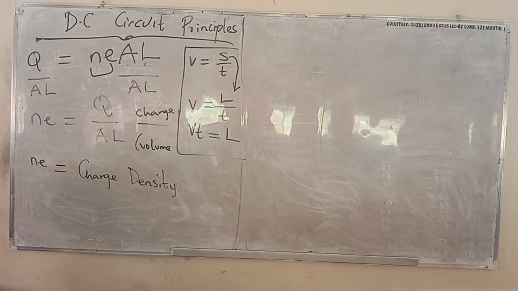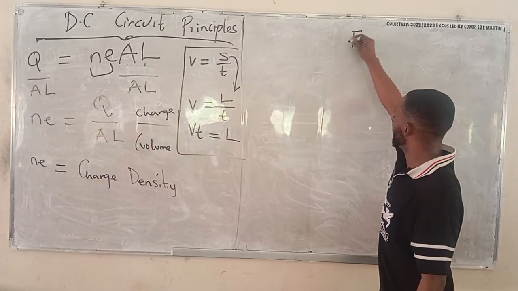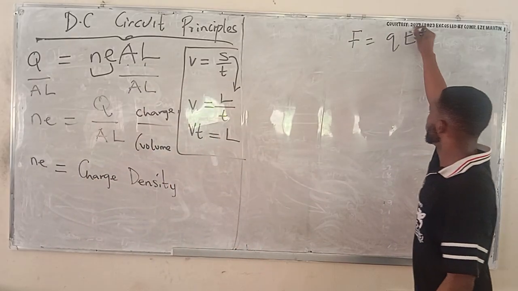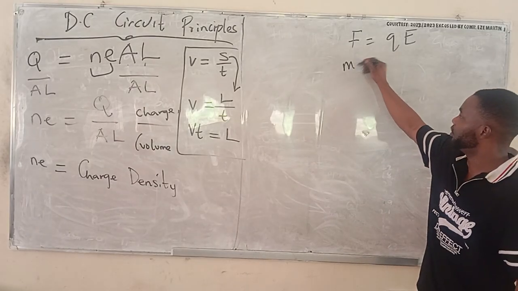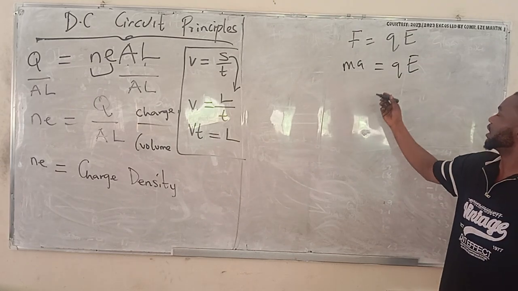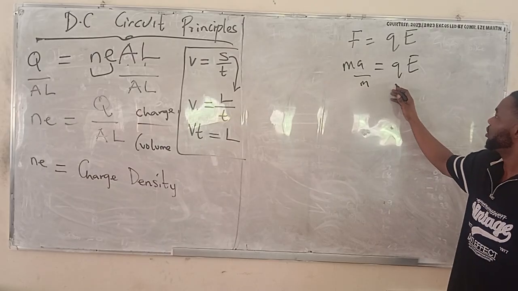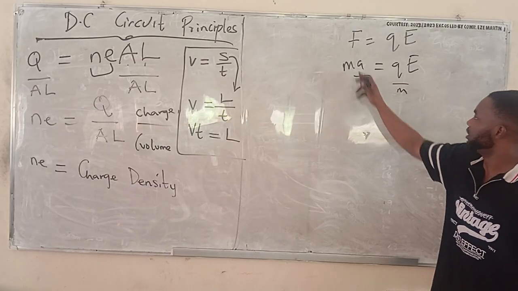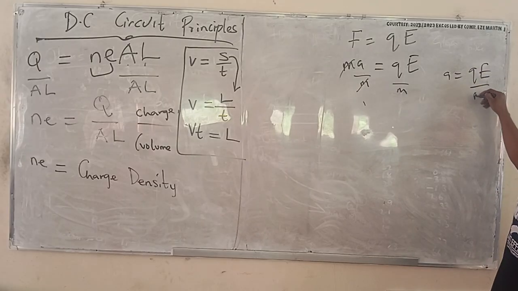If you've noted that, just write it for me. I will still come back. Let me leave this small. Do you remember that F equals QE? One time we did F equals QE. And we now say that MA equals QE. Where we now said that if you divide both sides by M, then this will cancel this, that A equals QE over M. You still remember this?